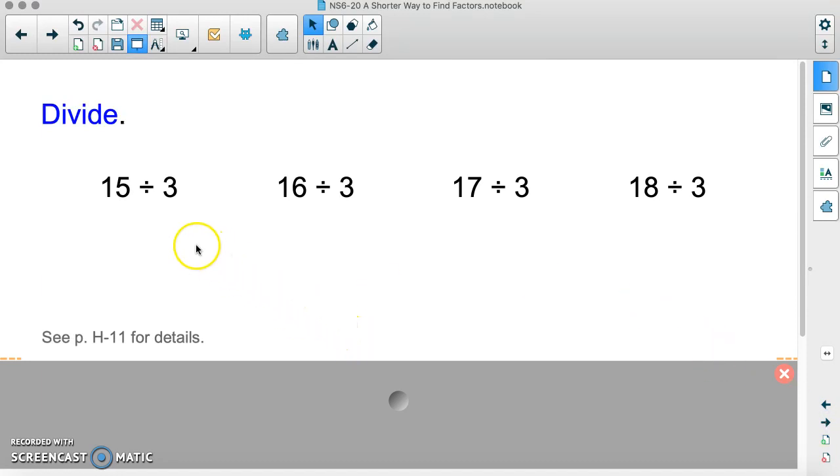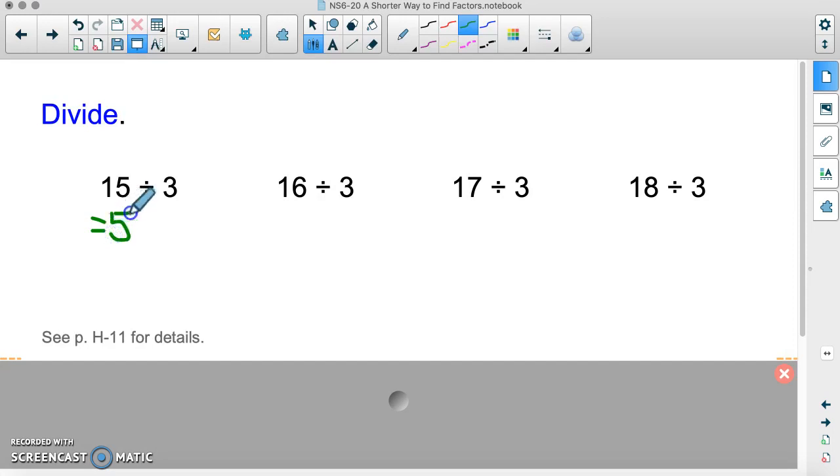Let's talk about these few just as a review to get our brains thinking in division again. So you have four equations here. 15 divided by 3. If we did 15 divided by 3, the answer is going to be 5, remainder 0. And I know this because I can skip count by 3s 5 times to get to 15. 16 divided by 3, the answer is going to be 5, which gives me 15, with a remainder of 1 to get to 16.